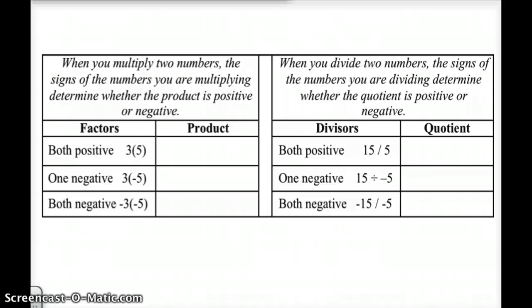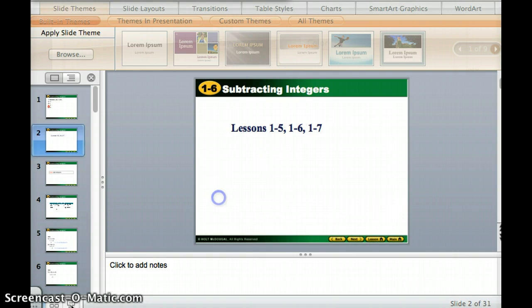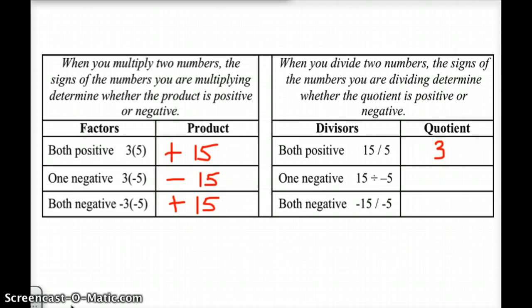On this chart, we're doing products on the left, quotients on the right. So for multiplication and division, the rules are the same. If both numbers are positive, we're going to get a positive number. In this specific example, 15. If one is negative, one is positive, it's a negative 15. And both negatives again become positive. For the quotient, a positive divided by a positive is a positive, which is how we get 3. One negative and one positive comes out to be a negative. And two negatives make a positive.